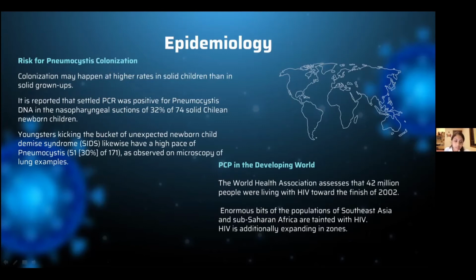So I will continue with PCP in the developing world. The World Health Organization estimated that 42 million people were living with HIV at the end of 2002, and that 95% of these people live in developing countries. Large portions of the population of Southeast Asia and Sub-Saharan Africa are infected with HIV, and an estimated 55 million people will die of AIDS in Sub-Saharan Africa from 2000 through 2020. HIV is also increasing in areas such as Latin America, Eastern Europe, and Asia. Despite increasing efforts to supply affordable treatment to these countries, HAART is not widely available. So PCP, or Pneumocystis, still occurs frequently in many parts of the developing world.